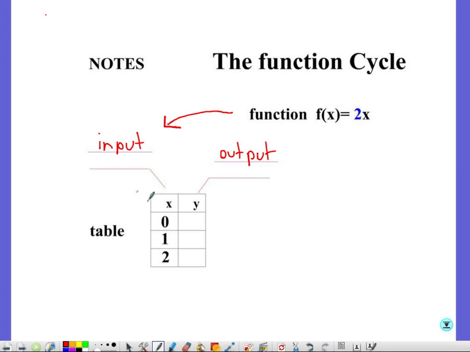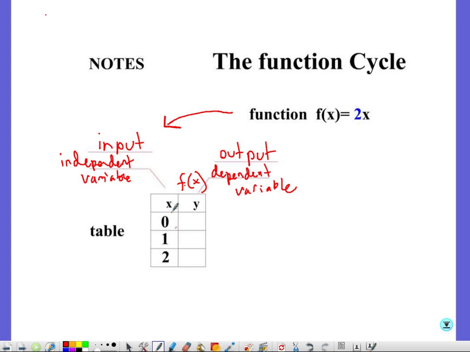Another name for the x value is the independent variable. And the y is going to be the dependent variable. So x is the input or independent variable, y is the output or dependent variable. Y can also be called, you may see a table where instead of having y, you also have f of x.